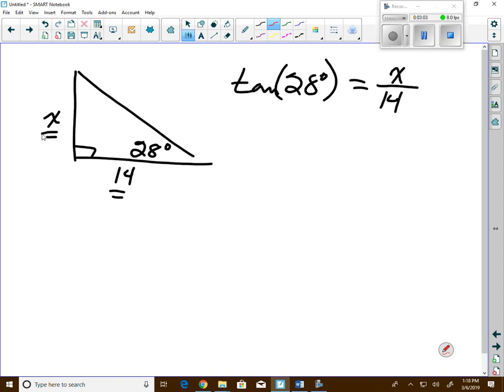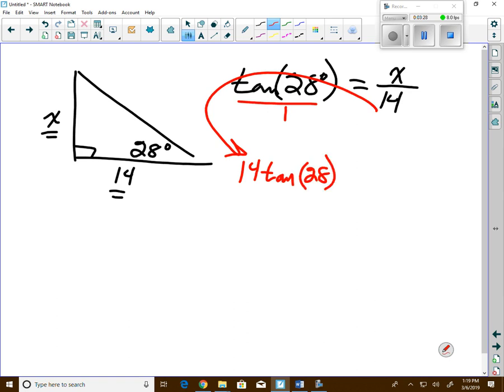And we first turn it into a proportion by putting that over 1. And then, since it's a proportion, we can cross multiply. So the 14 times tangent 28, remembering that tangent 28 is a number. I just don't happen to know what that number is. Equals, and the 1 times x is just x.